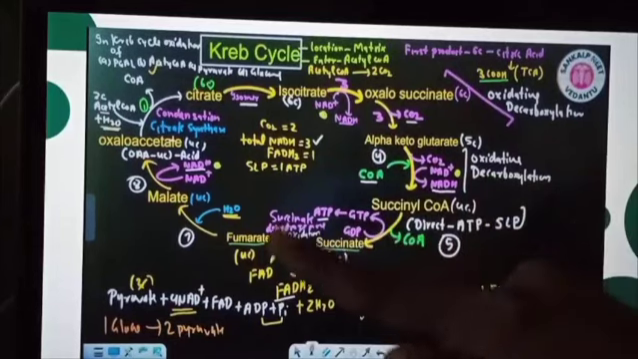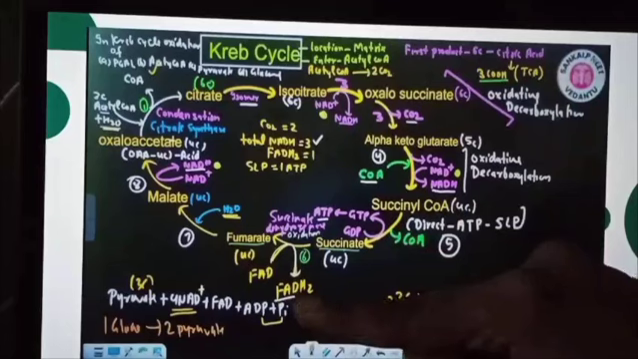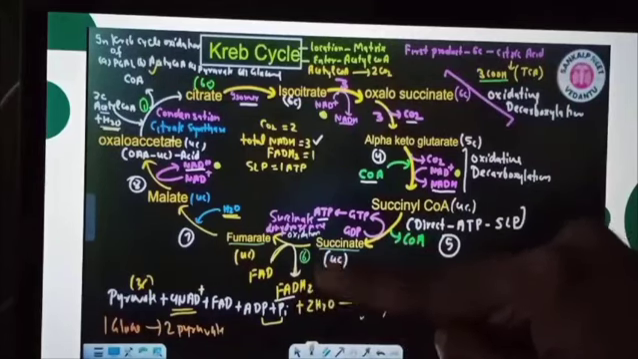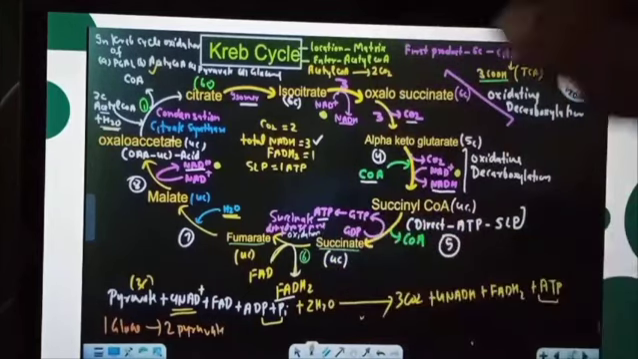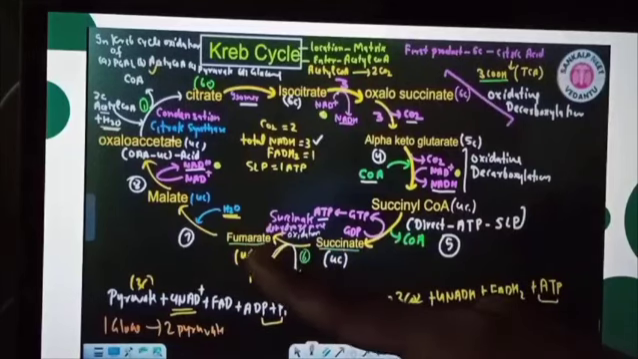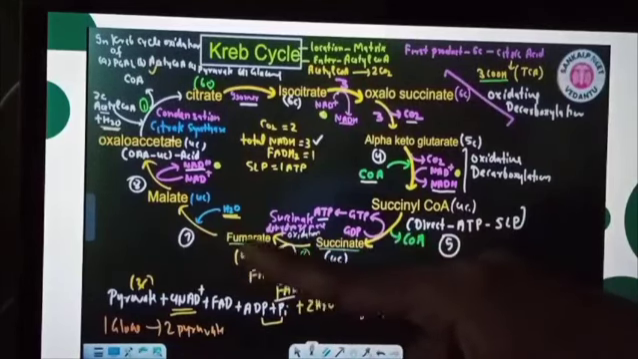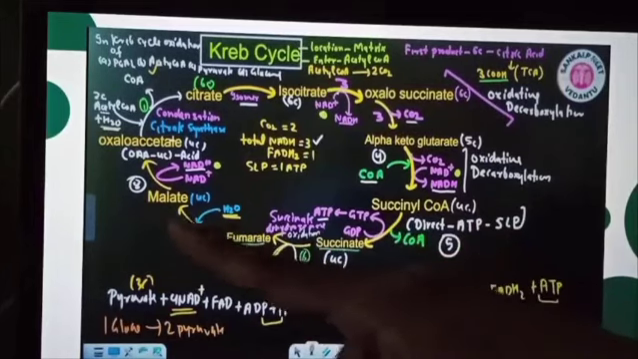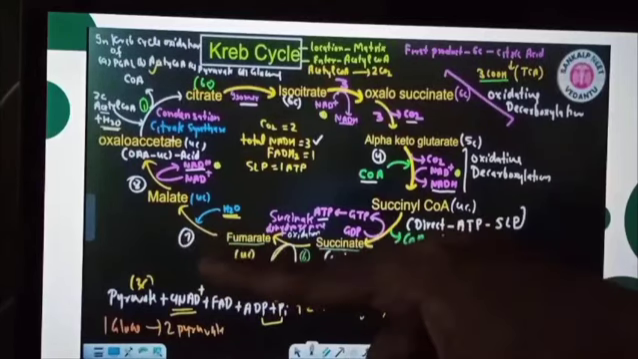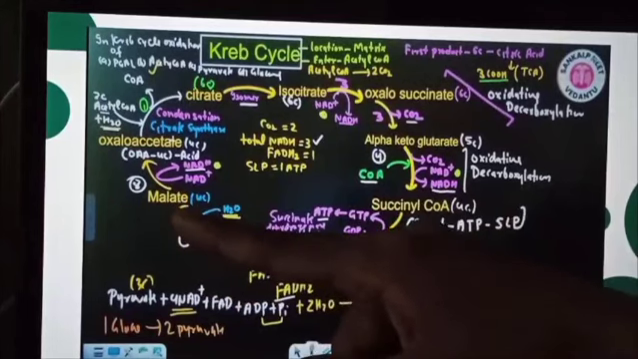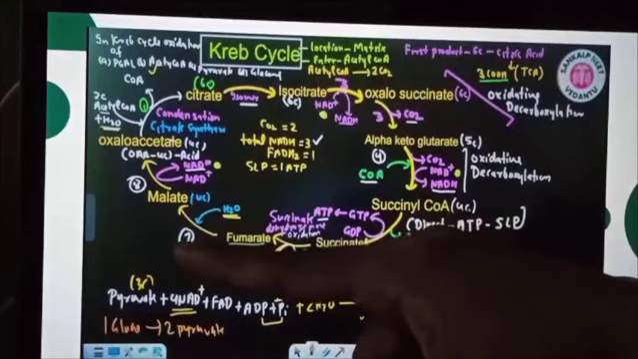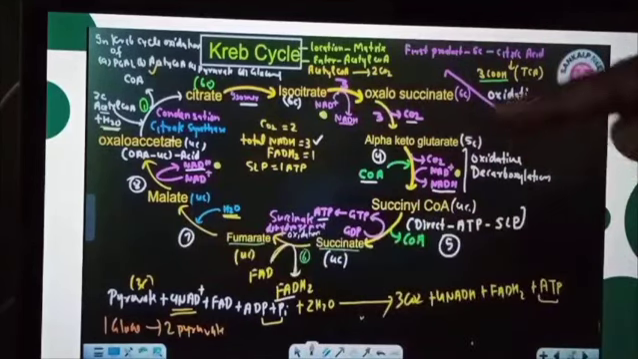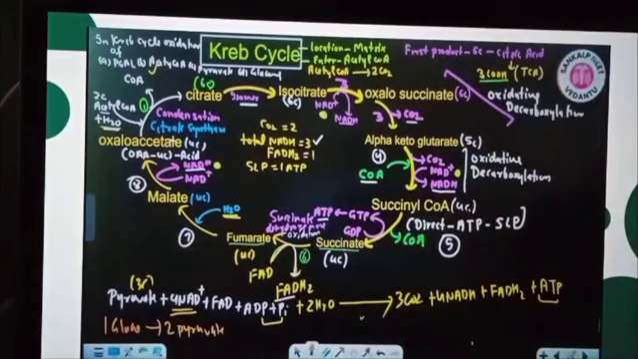From succinate it is converted into fumarate, and the formation of one FADH2 takes place. Here a very important enzyme is required, that is succinate dehydrogenase. After the formation of fumarate, conversion takes place and it is converted into malate, which is 4 carbon, and here H2O is required. After malate, it is converted into oxaloacetate, because regeneration is required for the continued progression of the cyclic reaction.